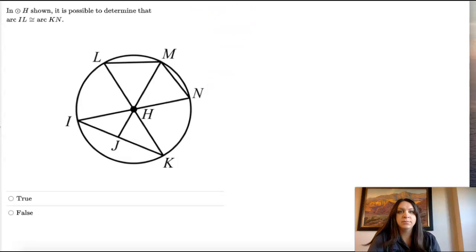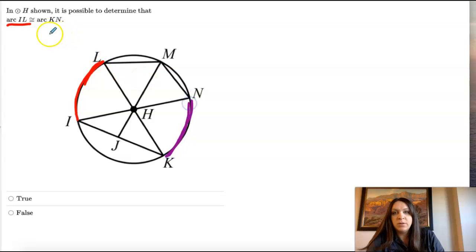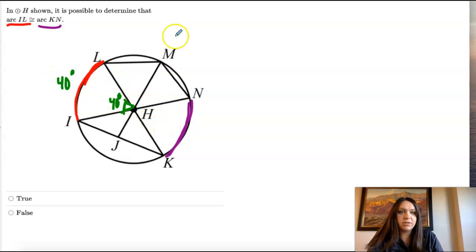Hi guys, so this section, the main point that we're looking at is arc length versus inscribed angle. So this is looking at the arc IL and the arc KN. So what we know is, I'm just going to put a guess here. I'm going to say this angle degree is 40 degrees. That means this arc length would be 40 degrees.